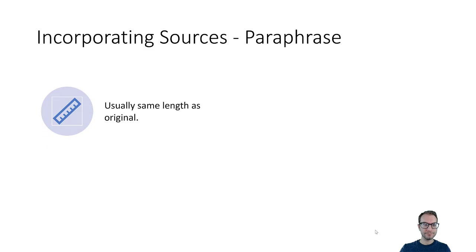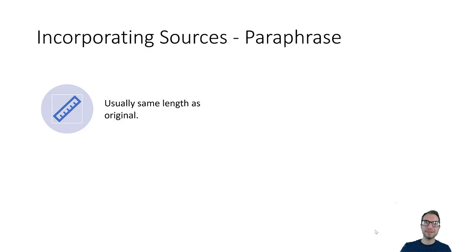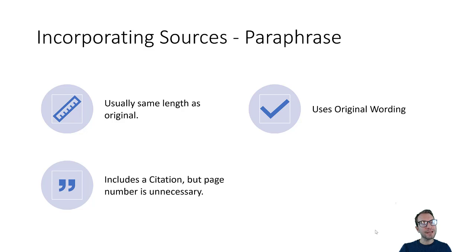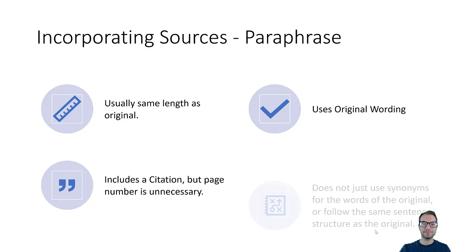The second method that you can use is a paraphrase. This is quite similar to a summary, but there are a few small differences. Generally, a paraphrase is the same length as the original text. The purpose of a paraphrase is not to boil something down, it's to more or less transmit the same information as is in the original, but just to do so using your own original wording. In a paraphrase, you also need to include a citation, but you do not need to include a page number, just the author and the date.